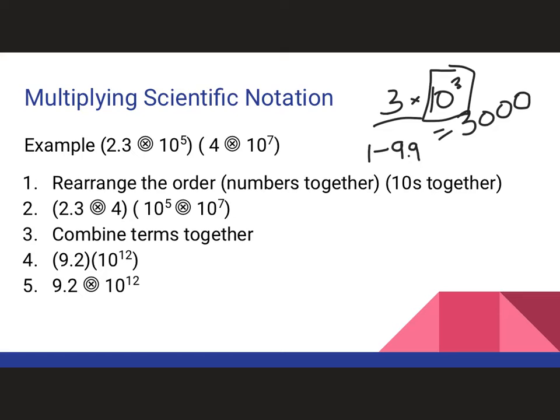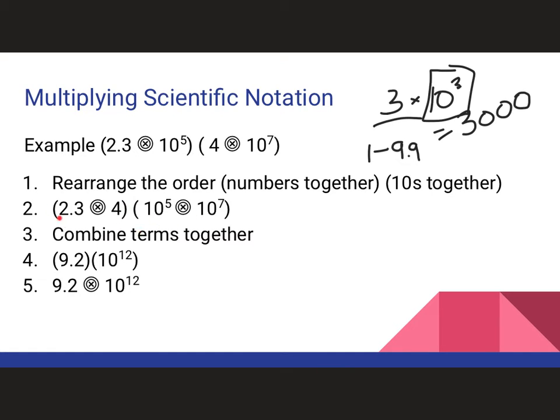So here's an example of what it looks like when you're multiplying scientific notations together. Your first step is to rearrange the order so that you multiply the numbers together, and then you multiply the tens, the base 10s together. So what I did is I wrote this 2.3 times the 4 out front, and then I took the 10 to the 5th and the 10 to the 7th and multiplied them together second.